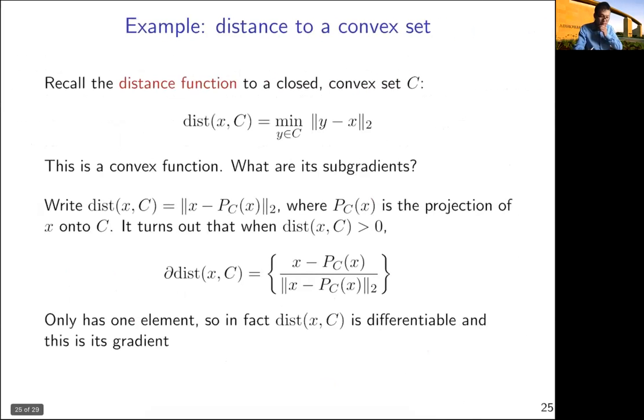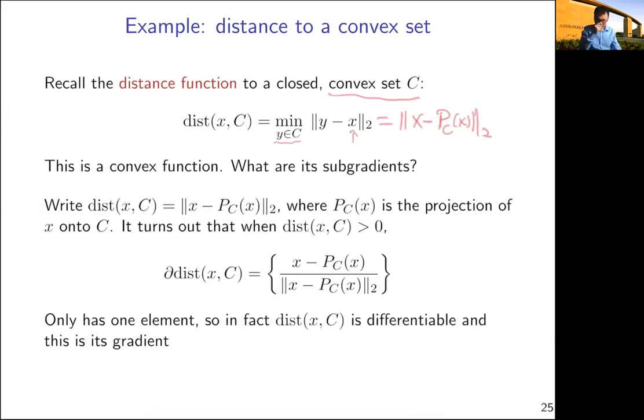So the last thing I'm going to talk about today is yet another example to build some additional intuition about the subgradient and the subdifferential. Let's work with this distance to a convex set function. Let's say that we have a fixed convex set C. The distance to the convex set is the distance between the input x and the point y in the convex set that is closest to x. In other words, we can rewrite this as the norm of x minus the projection of x onto this set C.